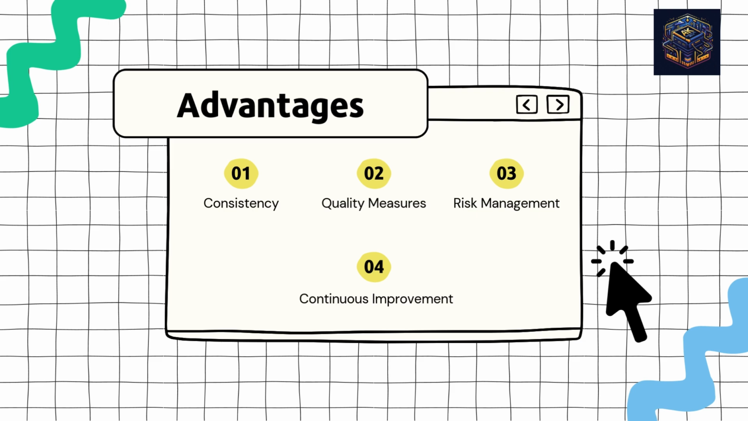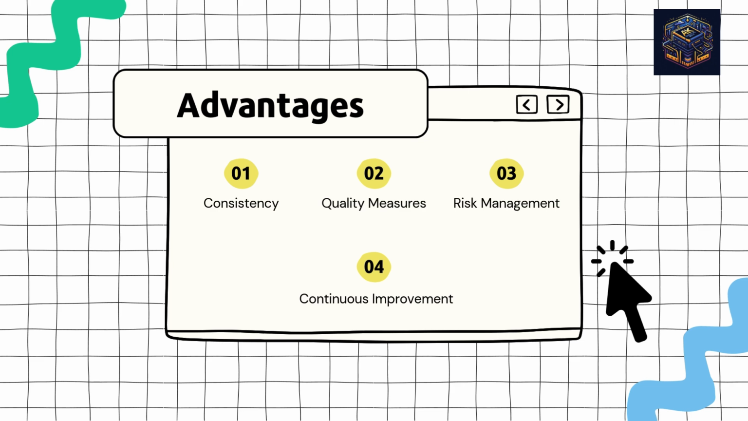Risk management. Another significant benefit is risk management. The specifications help identify potential risks early in the project, allowing teams to plan and implement strategies to mitigate these risks. This proactive approach reduces the likelihood of costly setbacks or delays during the development process.